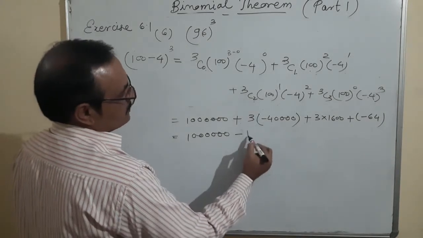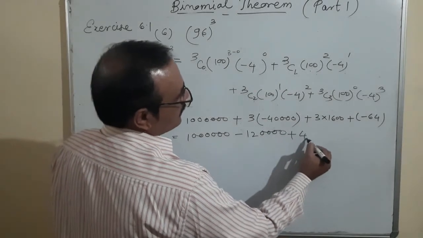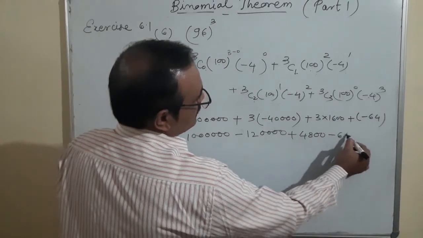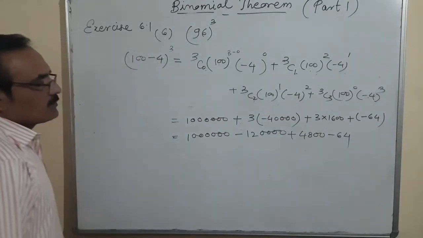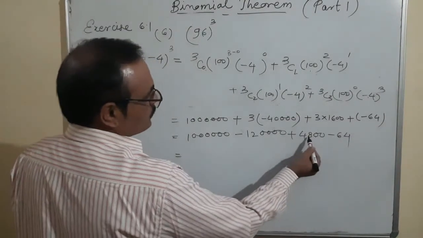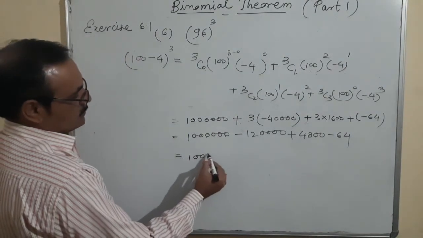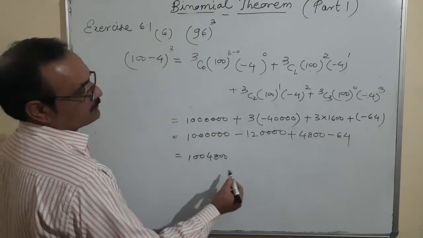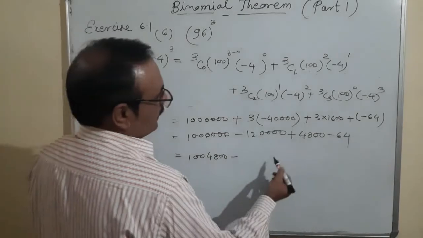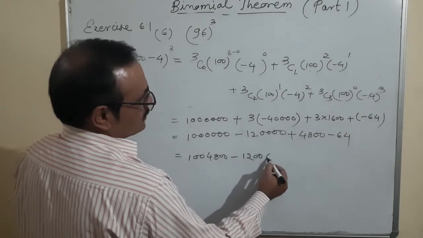Minus 12 1 2 3 4 plus 48 1 2 minus 64. Here two terms are positive, so we're going to add them, the positive terms 1 2 3 4, 1 2 3 4. So 1 0 0 4 8 0 0, minus these two negative terms 1 1 2 0 0 6 4.